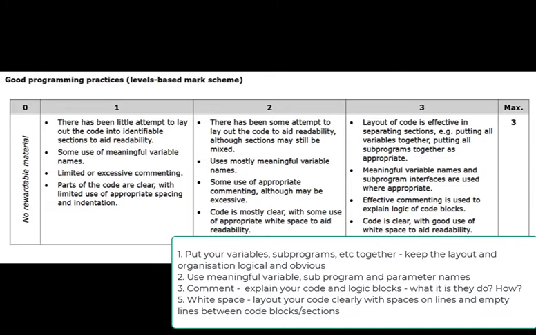You get marks for good programming practices, up to 3 marks again. That's about laying things out properly, putting all the global variables together, putting all the subprograms together as you need. It also includes things like using meaningful variable names, making sure that your subprogram names are correct and meaningful, and making sure that things like your parameters are meaningful. The more you can use commenting to explain the logic of your code blocks, and the clearer use you make of the code, particularly with using white space to help readability, the more chance you have of getting a high mark on this particular bit.